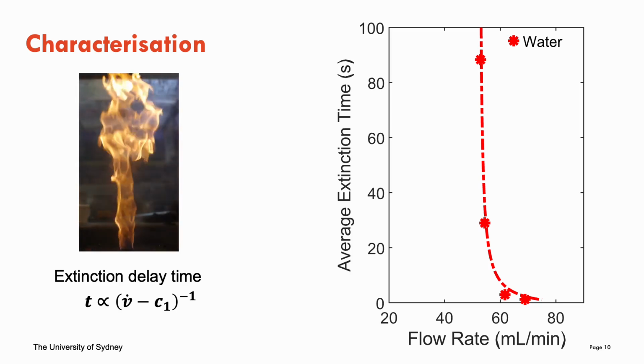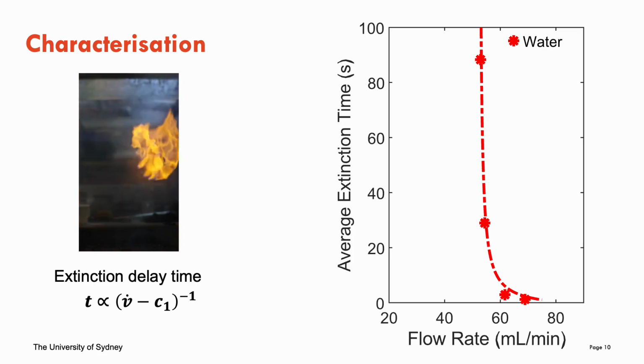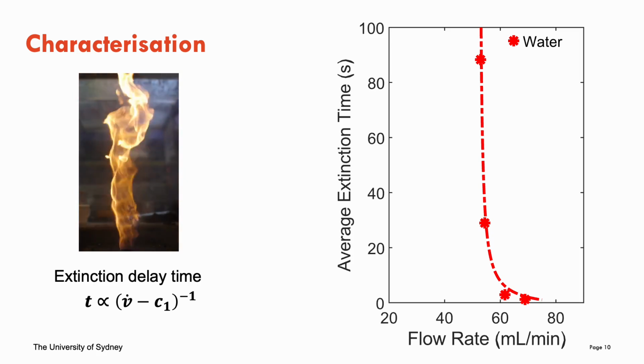Alright, so now let's look at flame extinction. So extinction in our case is defined by the video on the left. So essentially the time it takes for the flame to go from stable anchored to lifted, that delay time, we will call extinction delay time. And the graph on the right shows that extinction delay time with the varying flow rates of water mist. And what we can see is that this extinction delay time follows an exponential curve, whereby if you decrease the flow rate, the extinction delay time exponentially increases to effectively infinity.